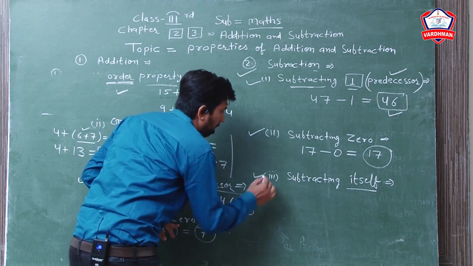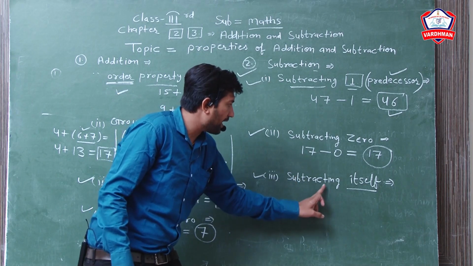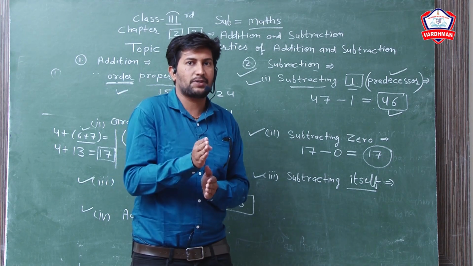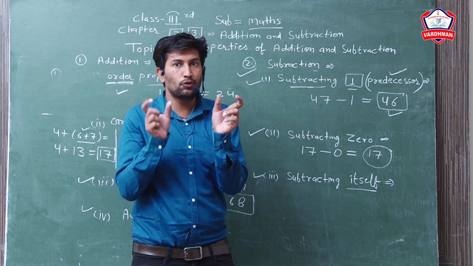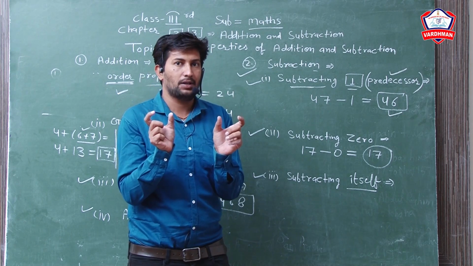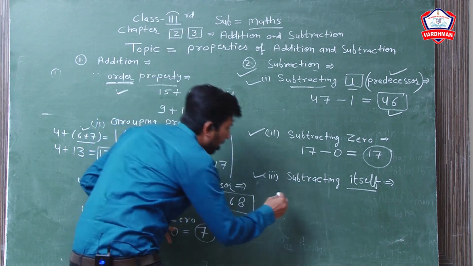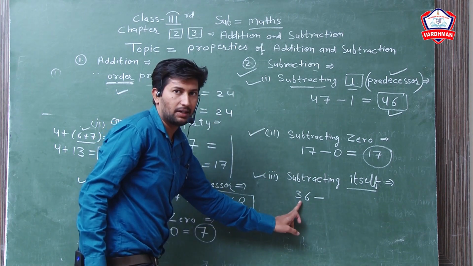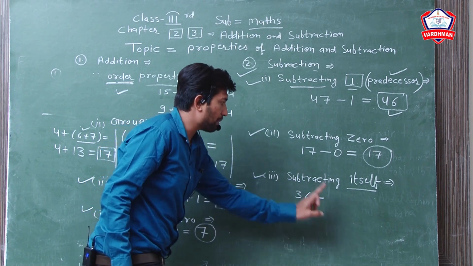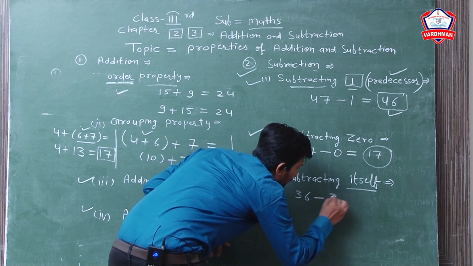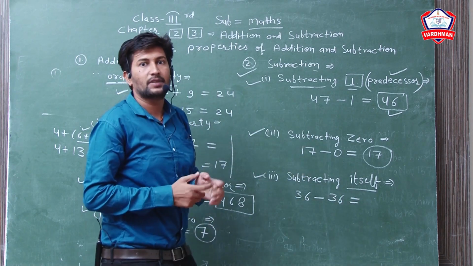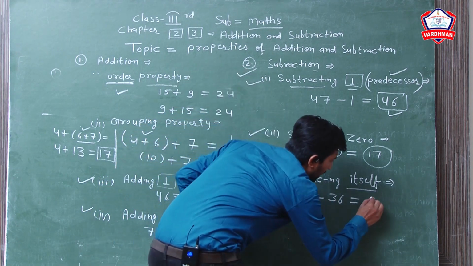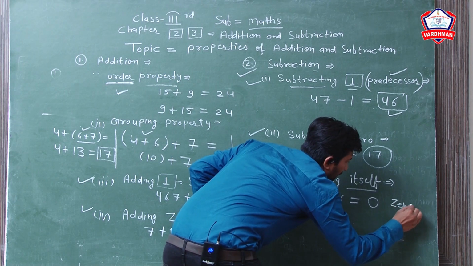Now the third property of subtracting: subtracting itself. Itself means subtracting the same number from the same number. Like you have a number and you subtract the same number from it, you find 0. Like 36 is your question number and you subtract it by itself, 36 subtract 36. When you subtract same from same number, you will find 0.